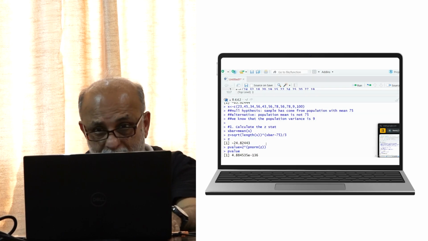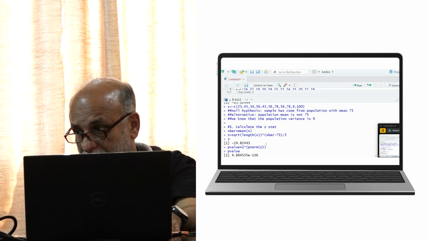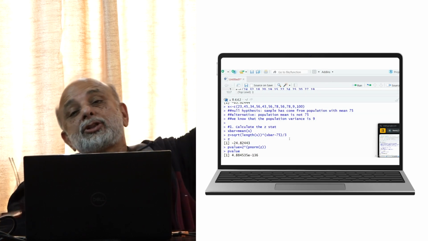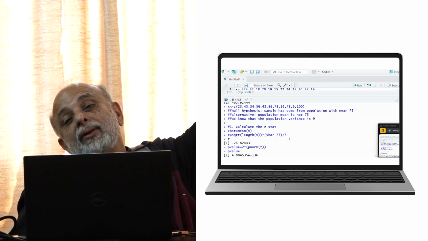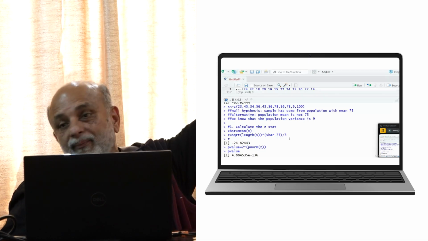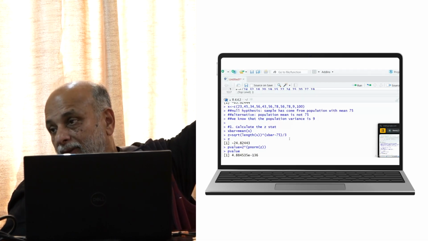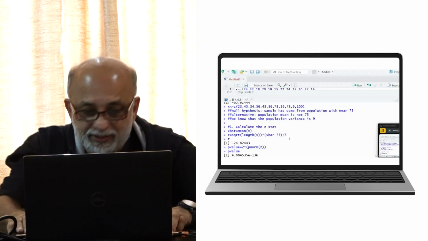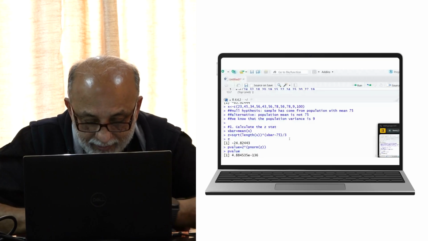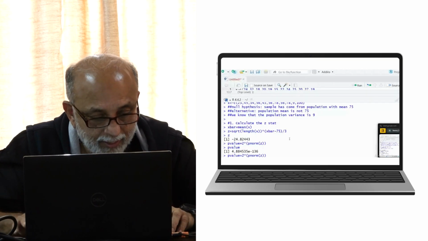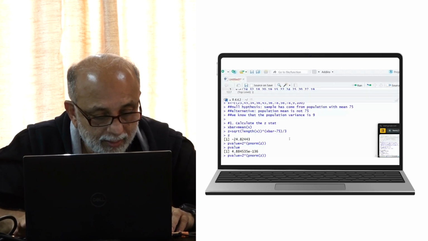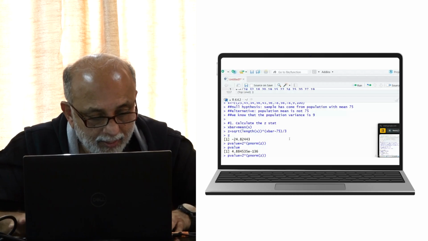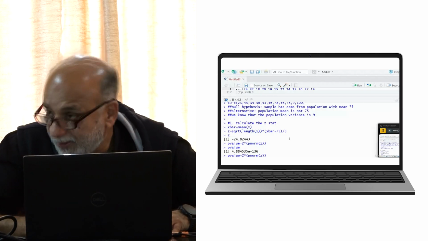Are you getting this number? Because minus 2.4, minus 24 will be really to the left, no? For a normal distribution, the area to the left of z is given by... it's a very small number, right?